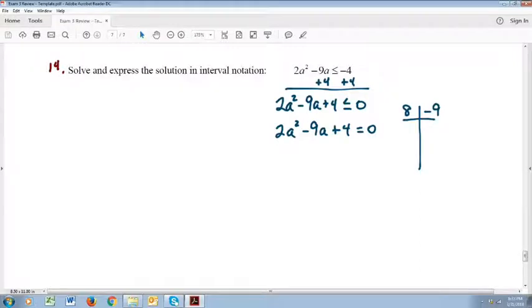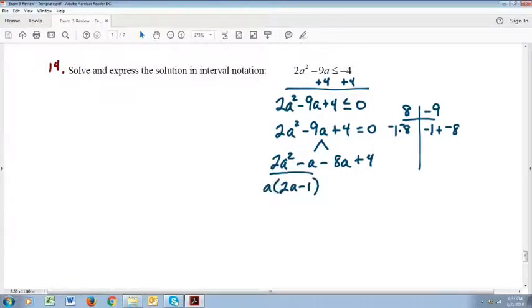We need two numbers that multiply to 8 and add to negative 9. And you can try it, but it's going to end up being negative 1 and negative 8. So let's split our b term. There's no shortcuts on this one because we have a 2a squared. So we'll factor this by grouping.